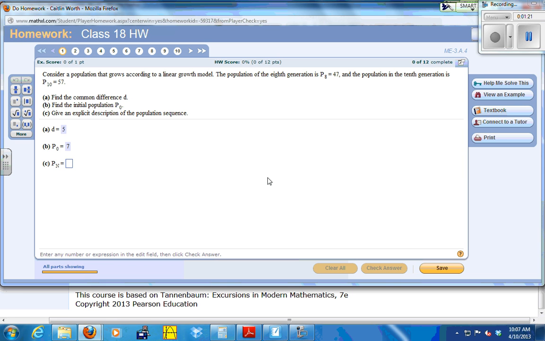Great. All right, so then when you have to give the formula, the general formula is P0 plus ND, but each example has its own P0 and its own D, right? And that's what it asked you for in A and B. They were helping you get the pieces of the formula. So it's going to be 7 plus 5N.